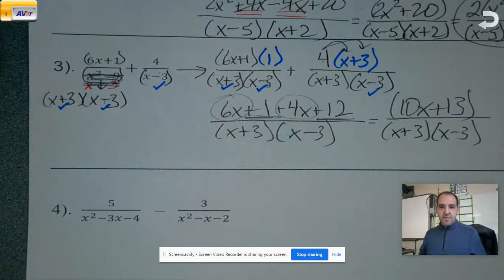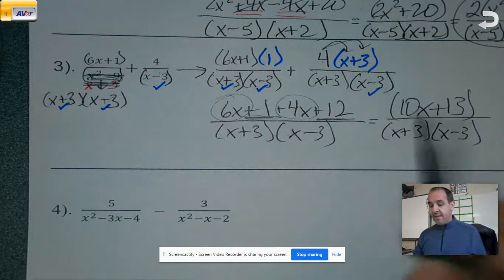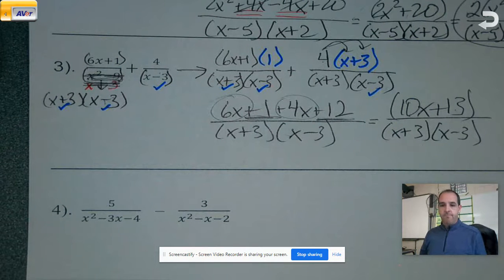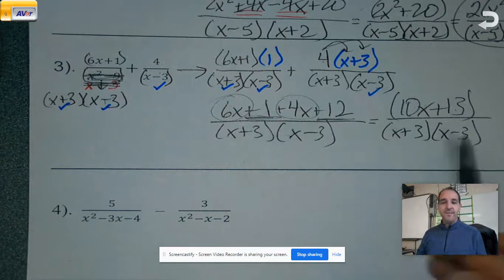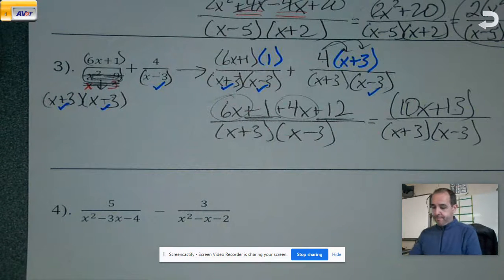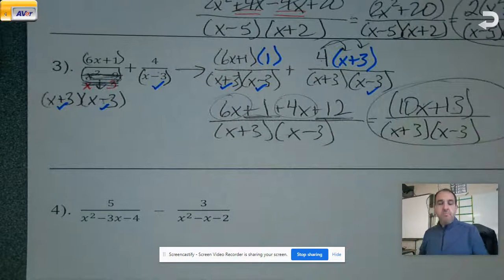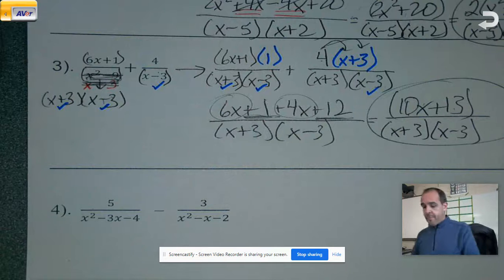And the question becomes, can I simplify it any further? 10 and 13 have anything in common? Nope. Are any of the sets of the parentheses the same? Nope. Good. And we're set. Okay? A lot of times this is going to happen. It's not like every single one of these problems is going to break down, break down, break down. Now, some of them may. But in situations like this, nope, that's as far as I can go.